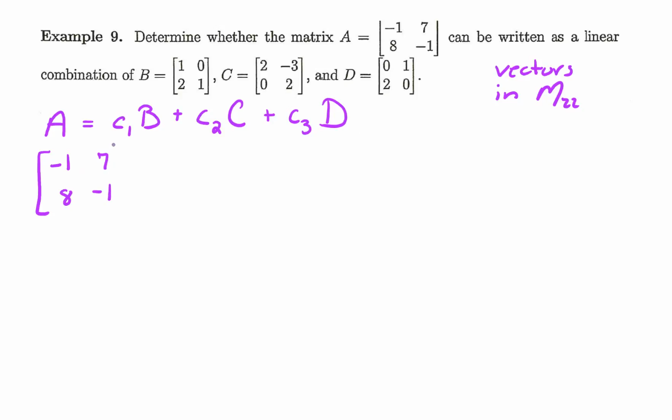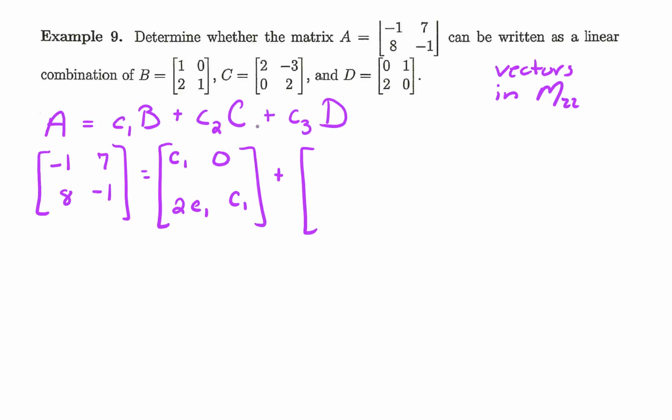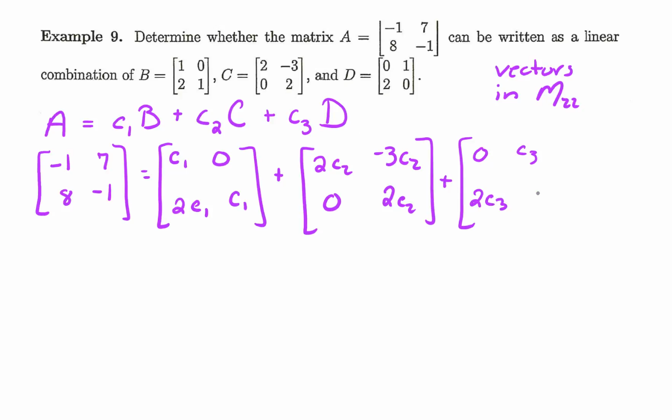And so to solve this, we would need to set up -1, 7, 8, -1. That's our matrix for A. C1 times B would give us C1, 0, 2C1, and C1. And for C2, we would have 2C2, -3C2, 0, and 2C2. And lastly, C3 multiplying times matrix D gives us 0, C3, 2C3, and 0.